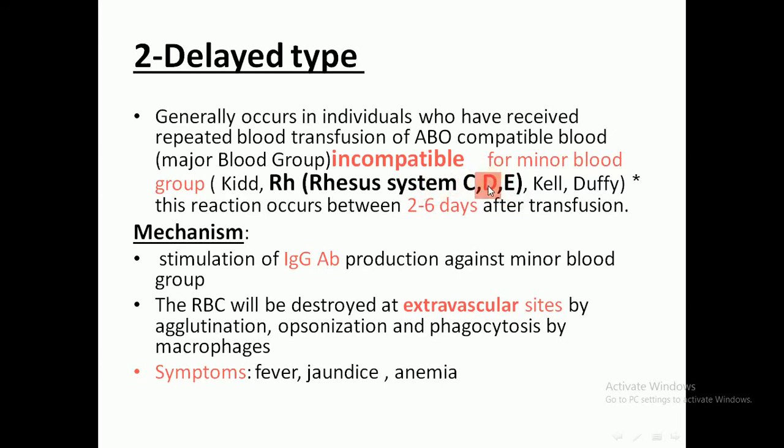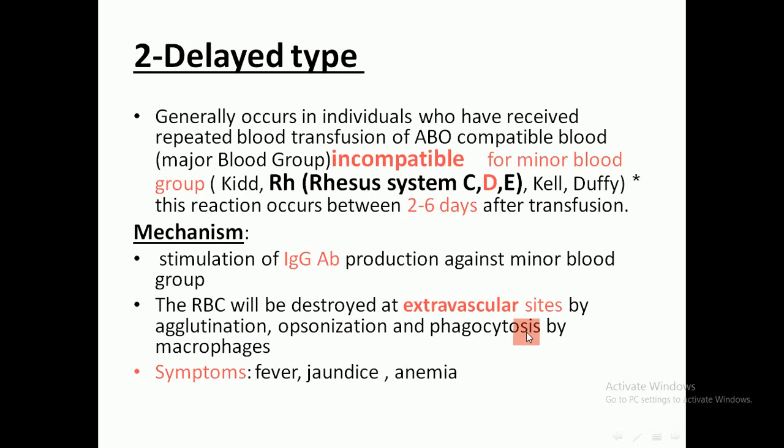As you know, we did only Rh for the patients. And there are other minor blood groups, like Kell and Duffy, and this reaction occurs between 2 to 6 days after blood transfusion. The mechanism here is stimulation of IgG antibody production against these minor blood groups, and the RBCs will be destroyed extravascularly, while in the immediate type it is intravascular, while here it is extravascular by agglutination.